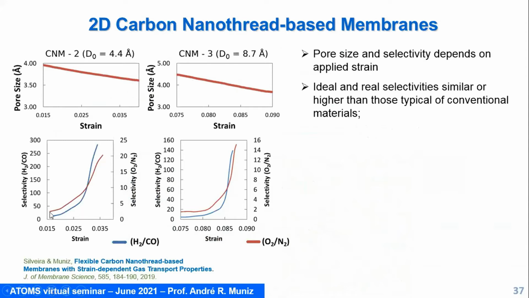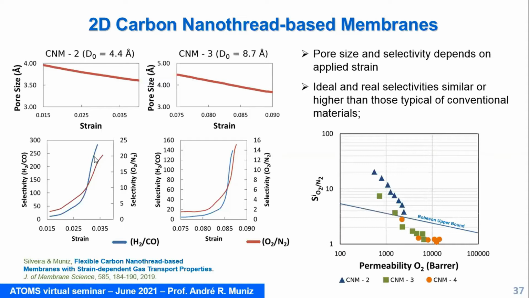But most importantly, here we have the selectivity that we can obtain as a function of strain. We can increase significantly the selectivity of this membrane by straining the material. So beyond a certain critical level, we see a significant increase in the selectivities. And these selectivities are similar to or higher than those that are typical of conventional materials. It showed a behavior similar to other nanoporous materials, but with this difference that we can tune the pore size.